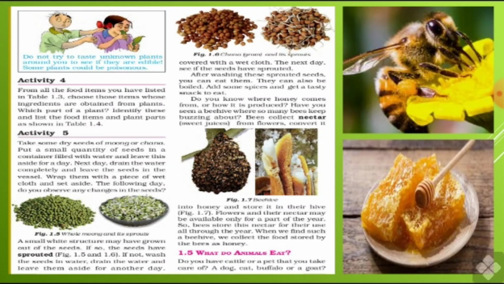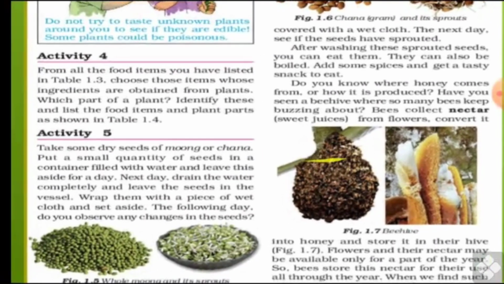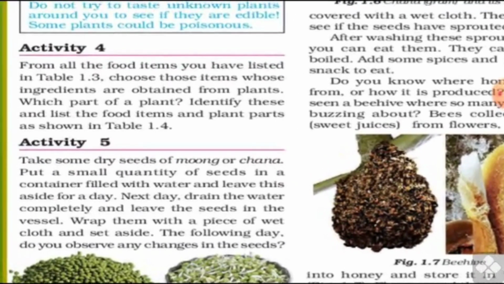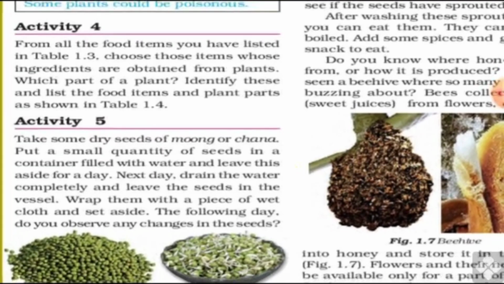In the last classes, we studied the varieties of food and the different sources of food. So, in today's chapter, we'll be looking into the continuation part of the chapter. In activity 4, we came to know about the different parts of the plant which could be eaten, or the edible parts of the plant. So, moving on to activity 5.